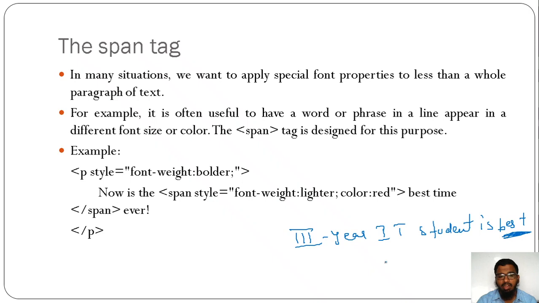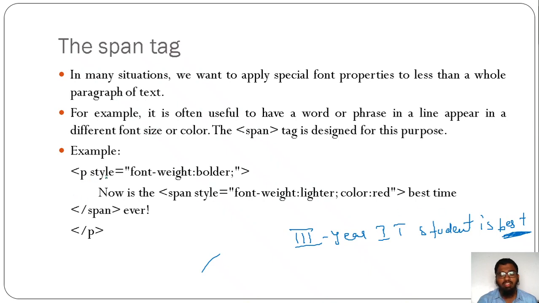For that you can use the span. So what is this span? It is often used to make a word or phrase in a line appear in a different font size or color. The span tag is designed for this purpose. As I told you, this is my sentence, paragraph, or phrase, and here I want to highlight the word best.